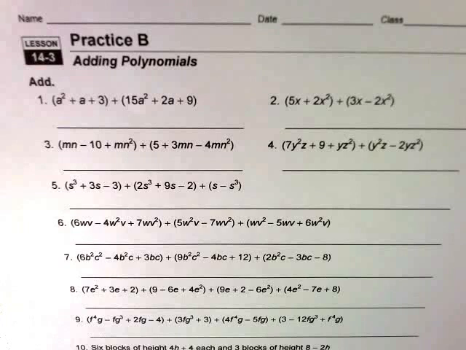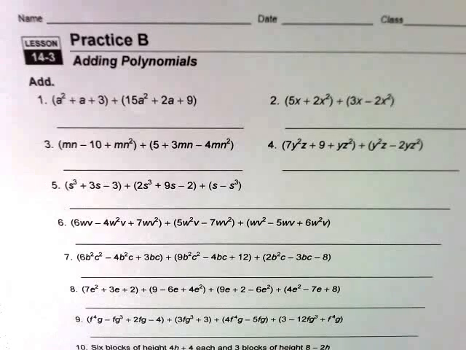So remember, when we're adding polynomials, what we want to do is identify like terms. Remember, they're like terms if they have the same variable to the same power, or perhaps no variables at all, in which case they'd just be integers, and we'll put those together.